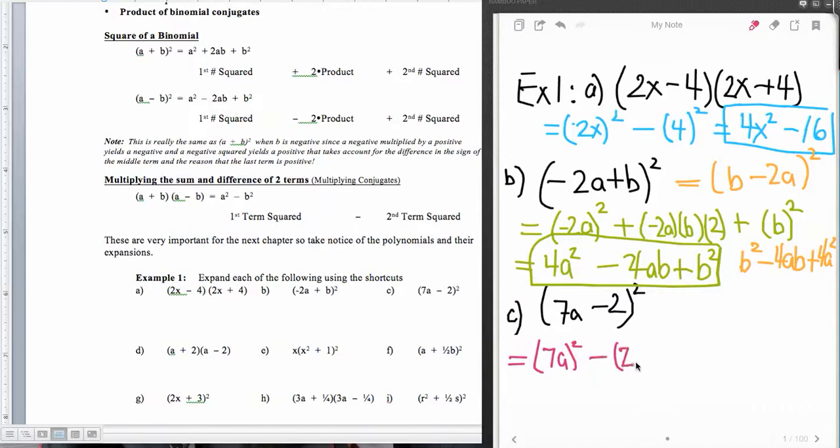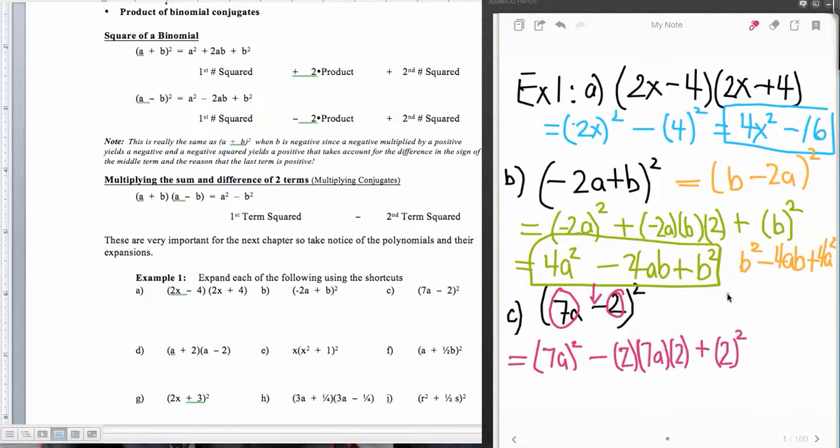So I take 2 times my first term, 7a, times my second term, 2. And then a plus, and then I have my 2, and I'm squaring it. Now, if we just consider the middle of these binomials to be a plus or a minus, then we don't have to concern ourselves with what the signs of things are. We're just plucking off this as being a first term and this as being a second term, with the binomial being a difference. So that can make a difference to us.